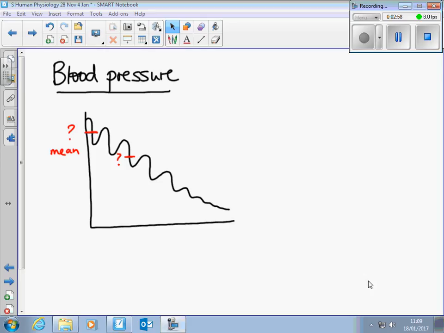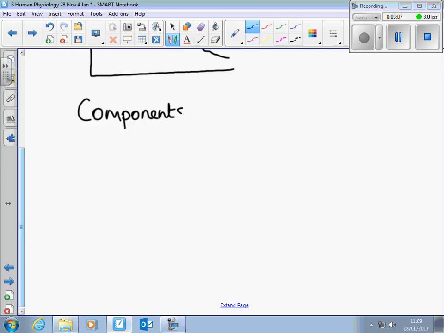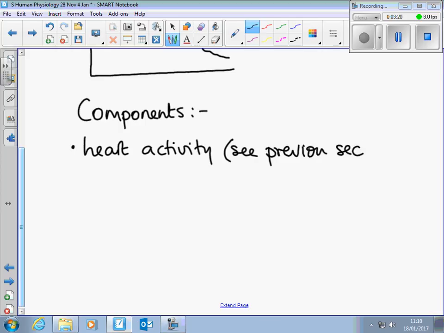Right. So let's just identify the key bits here, the components or contributing factors. So you've got the heart activity. See the previous section, or sheet, or whatever. So heart activity that we've just talked about, obviously the harder the heart is pumping, the higher the pressure is going to be.